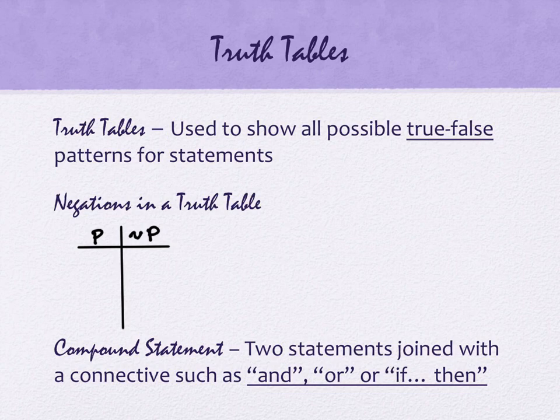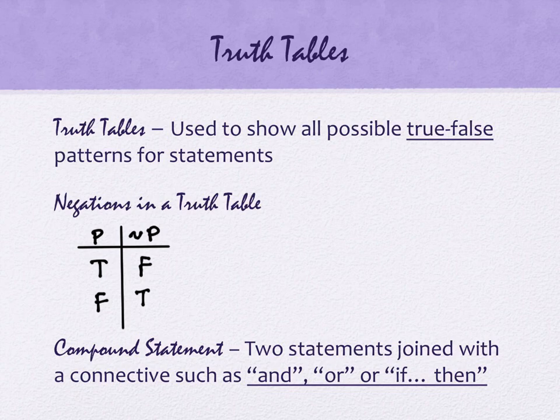So it goes something like this. If our statement is true, then what do you think its negation is? False. And if our statement is false, then its negation is true. Okay, so that's our first one. It doesn't combine statements. It's just a statement compared to its negation.